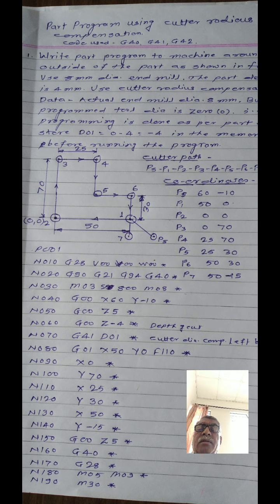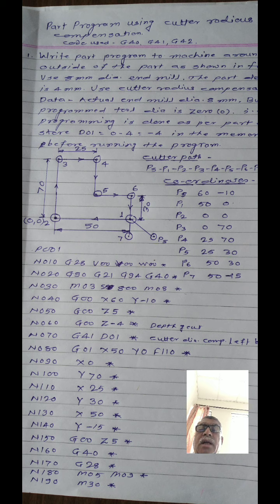Initially, while writing the cutter path, we had considered the radius of the cutter. Here it is not necessary to consider the radius of the cutter. Your center of the cutter is on the basic dimensions on the part drawing. Then after finding the cutter path, you have to find out the coordinates.